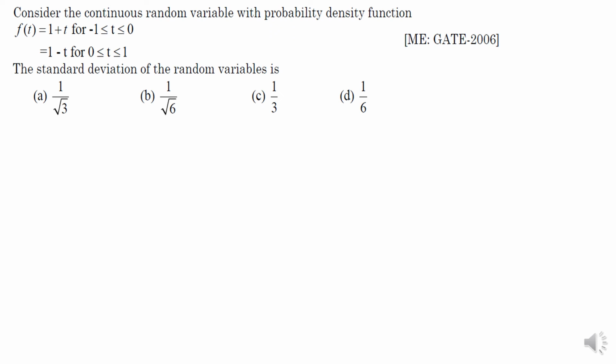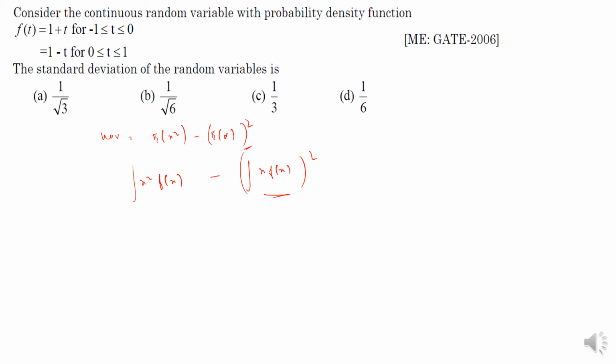Now, the last question in the first part out of 7 parts. Consider the continuous random variable with a given probability distribution function; we need the standard deviation. What we earlier studied is that variance is E of x square minus E of x whole square. Now what is E of x square? It is the integral of x square into f of x, minus the integral of x into f of x, whole square.